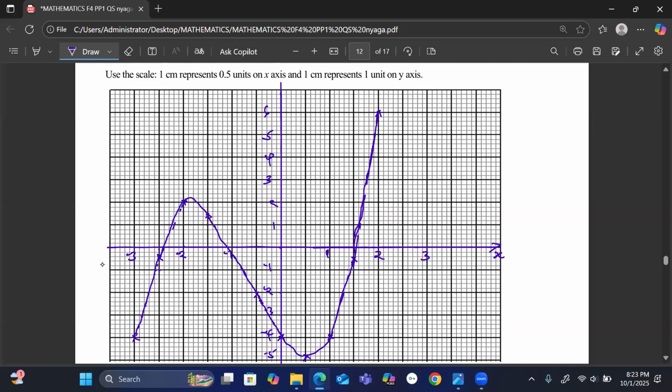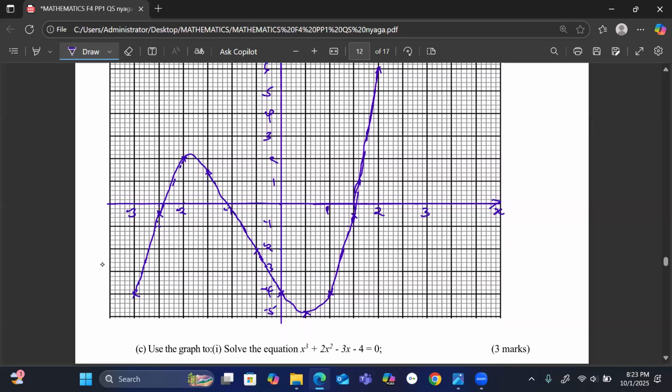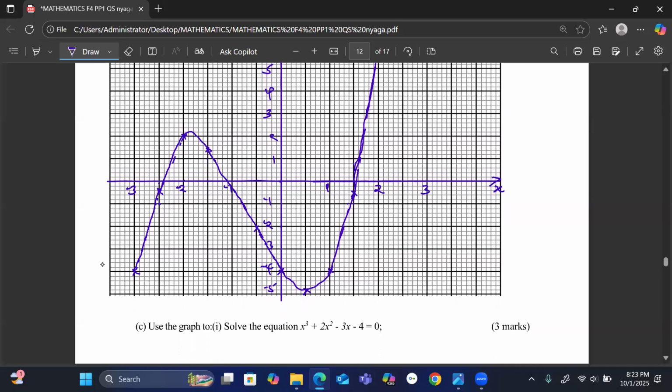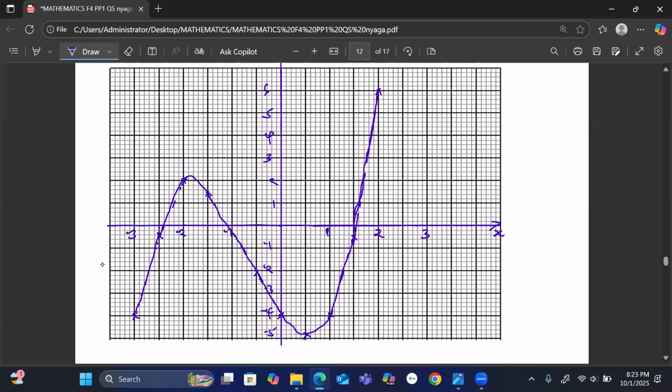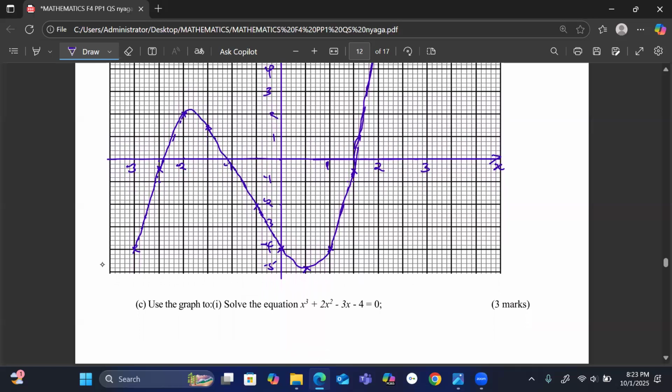That is how we draw the curve. You should have something close to that. Now use the graph to solve the equation above. You simply look for the points where the graph cuts the x-axis, these 3 points. So that will be our answer.